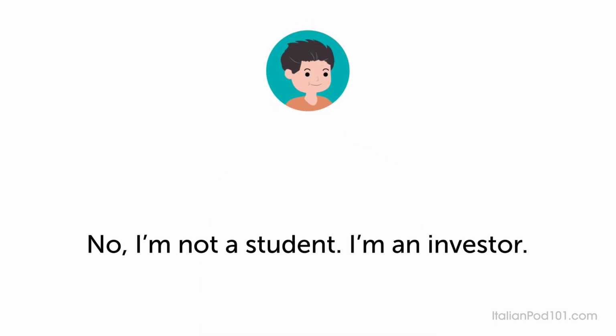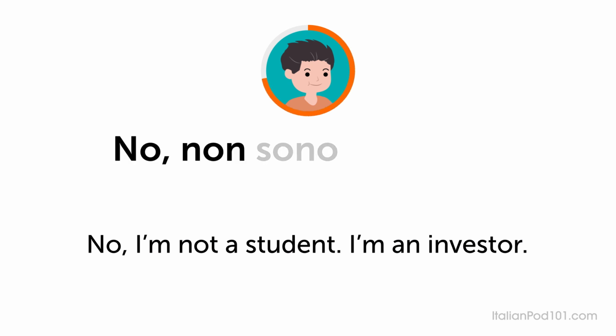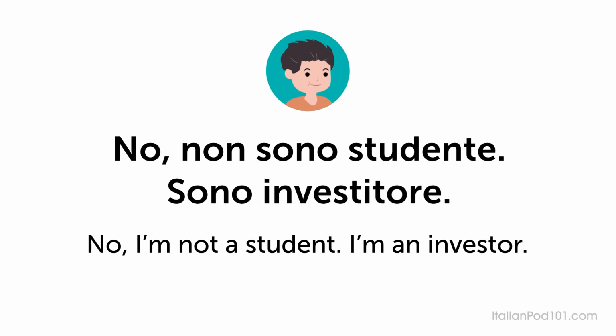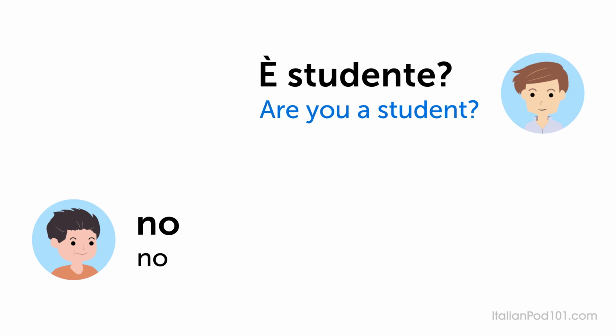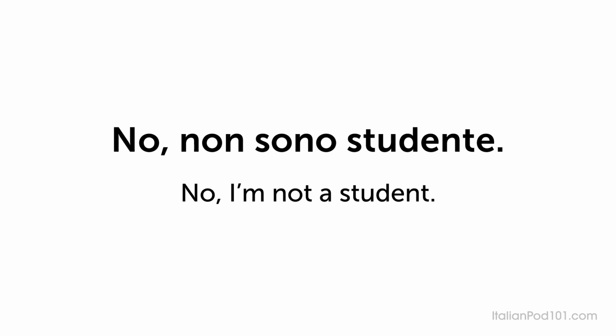Now, let's take a closer look at the response. Do you remember how Paolo says, "No, I'm not a student. I'm an investor"? No, non sono studente. Sono investitore. First is the expression No, meaning no. It answers Mark's yes or no question, "Are you a student?" È studente? After this, Paolo specifies that he's not a student.